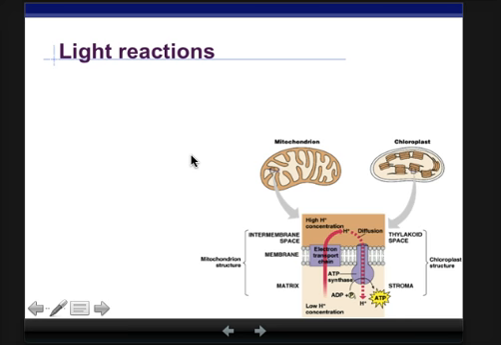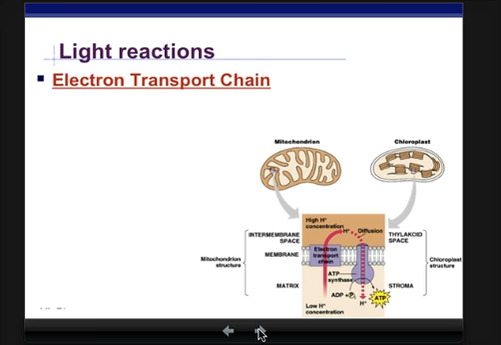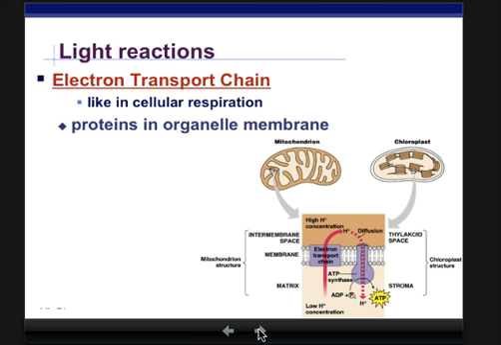So we're talking about the light-dependent reactions, and that is an electron transport chain. You learned about one type of electron transport chain in cellular respiration. So it's going to be similar, but we're talking about completely different proteins in the process. The difference between the mitochondrion electron transport chain and the chloroplast electron transport chain is the kind of proteins that are in there.